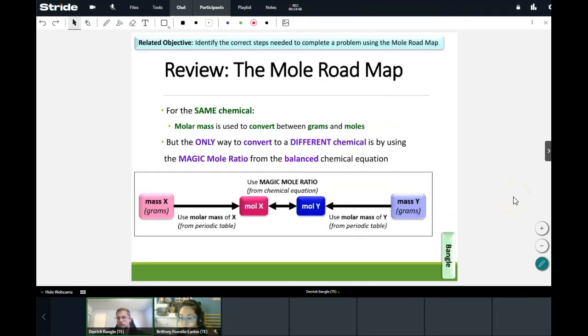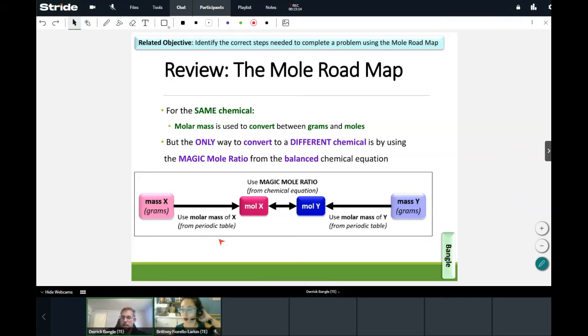All right, so reviewing the mole roadmap, as I promised we would one more time. So just to go over the rules one more time, for the same chemical, if we're dealing with X or if we're dealing with Y, the molar mass is what we use to convert between grams and moles. So if I want to convert from mass of X to moles of X or vice versa, that molar mass is coming from the periodic table, right?